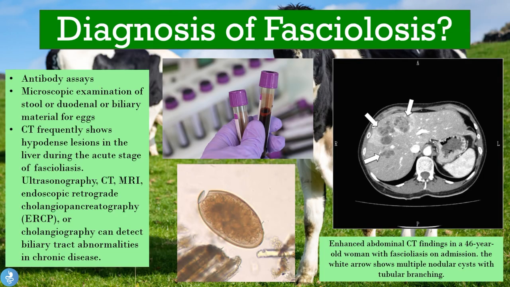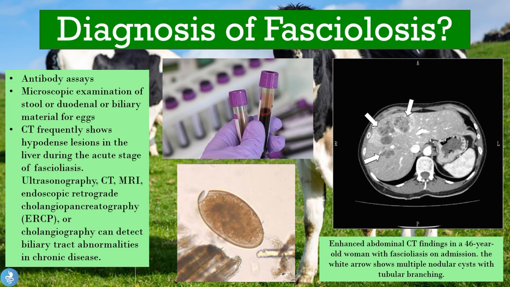So now let's talk about the diagnosis of fasciolosis. So the first thing we can do is the antibody assays, so we can look for specific antibodies against the parasite in the blood. We can also do a microscopic examination of the stool or the duodenal or biliary material for eggs, and this is actually what a Fasciola species egg looks like on microscopy, and this will be the classical picture that can be used to diagnose this disease.